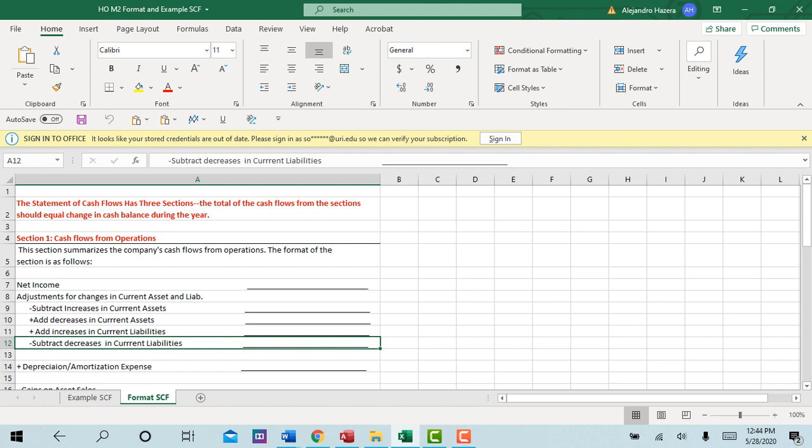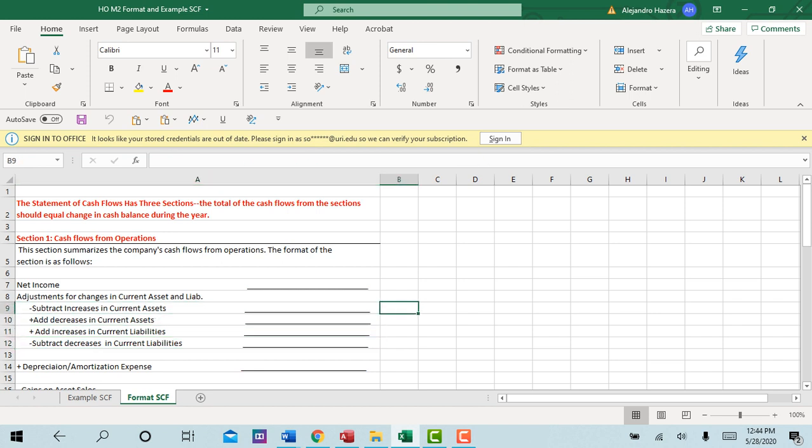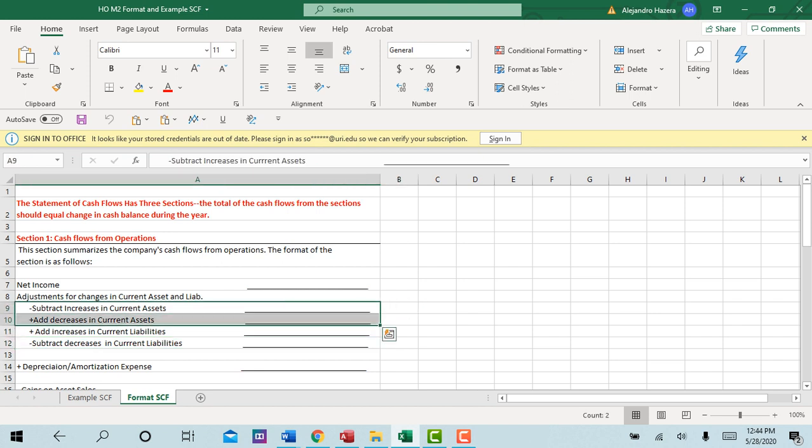And the opposite here: if there's a decrease in current liabilities, then you're going to subtract it out. So if accounts payable was 10,000 at the beginning of the year and it went down to 8,000, you would subtract out that decrease in current liability. Just to review, these are important rules. For current assets, the change is always the opposite of the adjustment. So an increase is subtracted, a decrease is added.